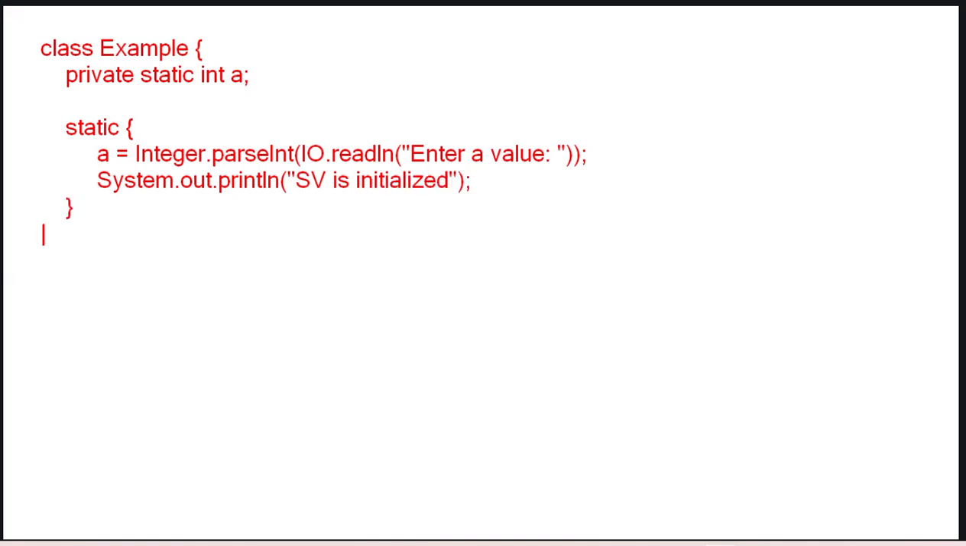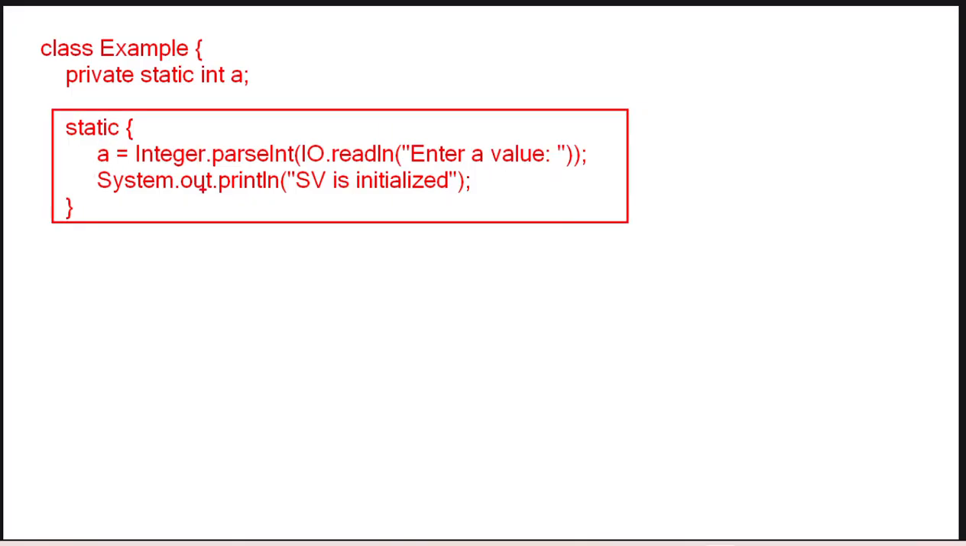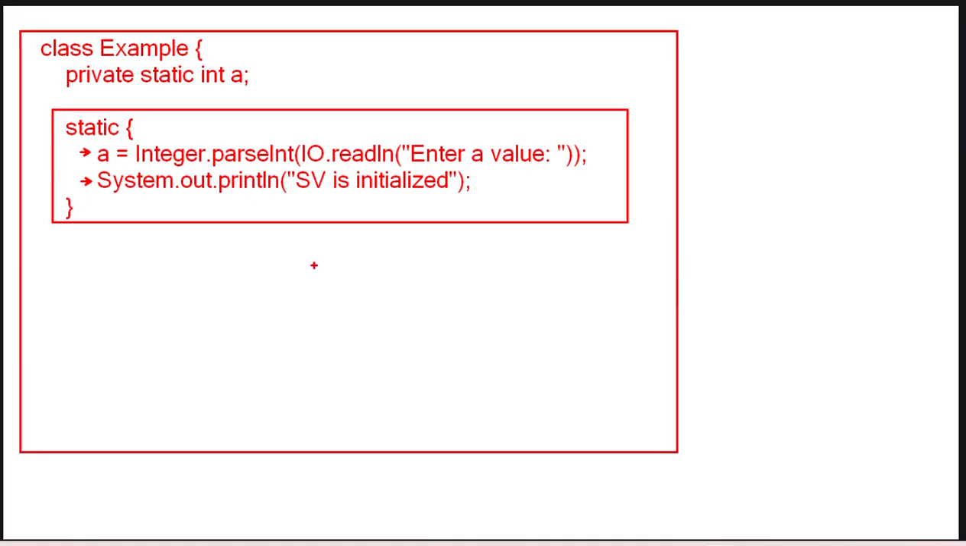Now, what is the use of the static block? The static block is used for initializing static variables and executing some logic when the class is loaded into JVM. Then what is the use of a static method? How can I differentiate a static block from a static method? A static block doesn't have a return type and doesn't have a name. A static method has a return type and a name, like set a of int a.